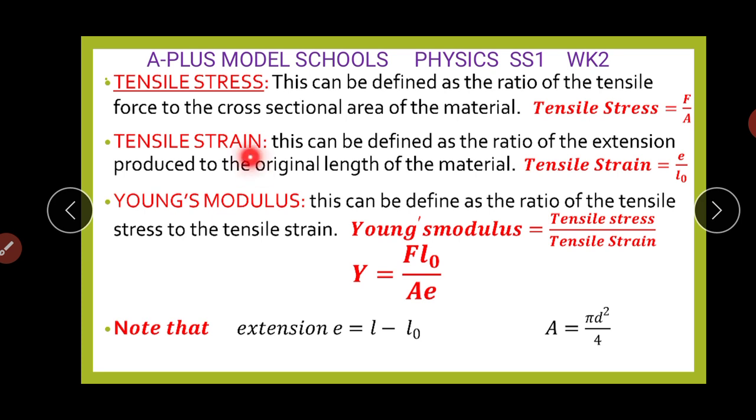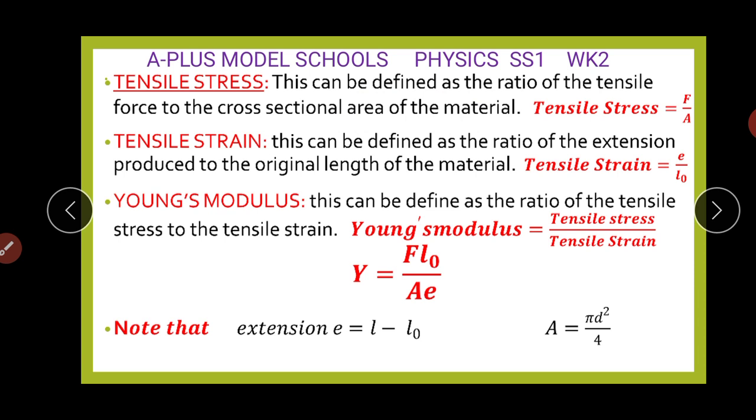The tensile strain is defined as the extension over the original length. Extension produced to the original length. So when you have extension e over the original length, because before a material extends, there will be an original length, a length at which that material was originally before you start extending. So the strain is the extension over original length.